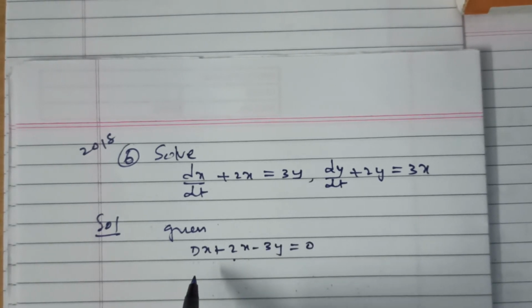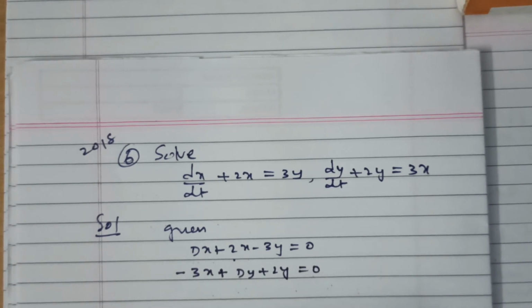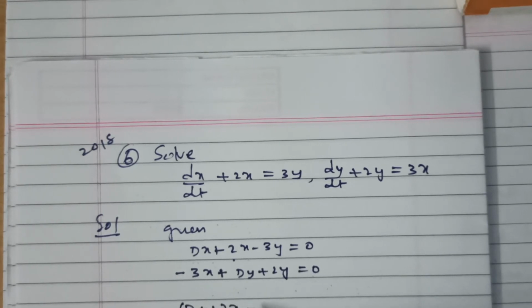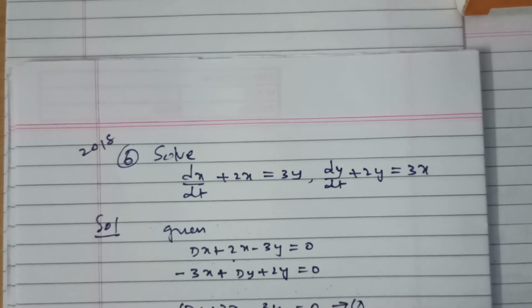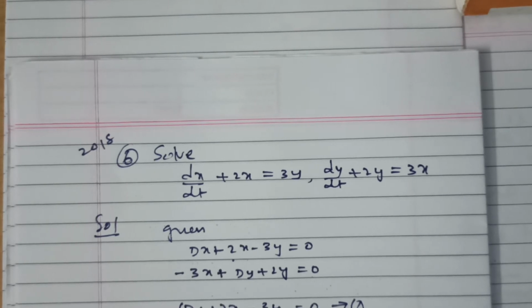Next, -3x + dy/dt + 2y = 0. This implies (D+2)x - 3y = 0. Next, -3x + (D+2)y = 0.